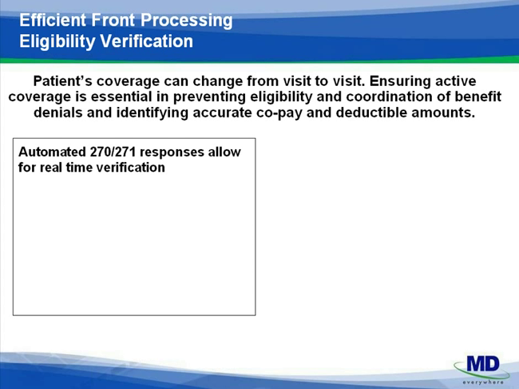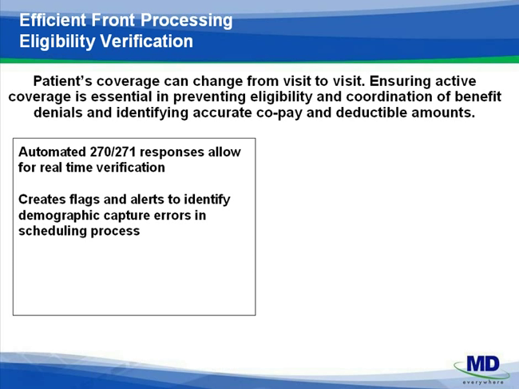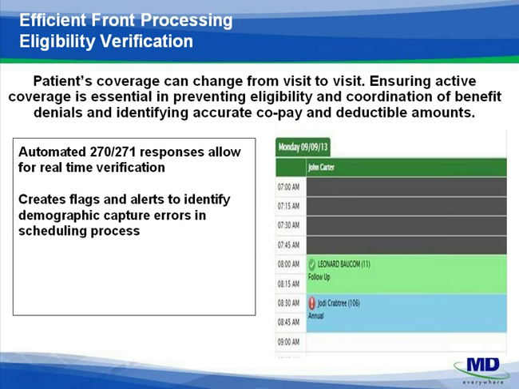The 270 is actually the request that we're putting into the insurance company to say, does this patient actually have this coverage? So we're sending them the patient name, the date of birth, and their subscriber information, and then the 271 is their response back to us stating, yes, this patient is eligible, or no, it's not. And if it's not, a lot of times they will give us information to say the date of birth doesn't match, or we can't identify the patient. So what becomes critical, as this is one of the highest denial rates seen across the industry, is alerting and creating flags to identify these demographic capture errors in the scheduling process.